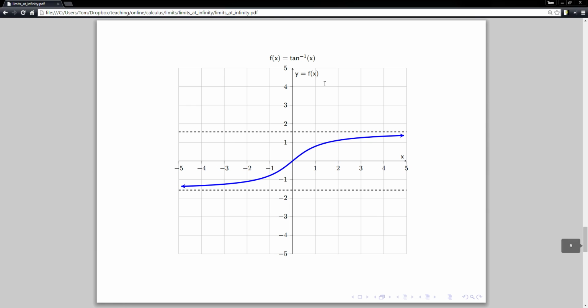All right, and let's take a look at the graph of inverse tangent. Here you can see the graph of inverse tangent with its two horizontal asymptotes, one here at pi over 2, around 1.57, and that's the limit as x goes to infinity of inverse tangent. And then going off to negative infinity, the limit would be negative pi over 2, around negative 1.57. So you can see this one has two horizontal asymptotes here.